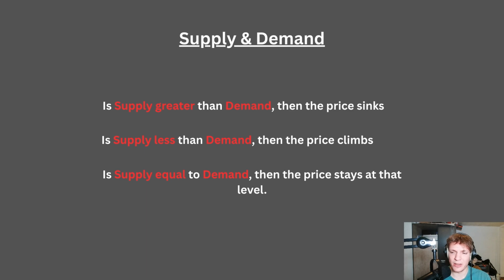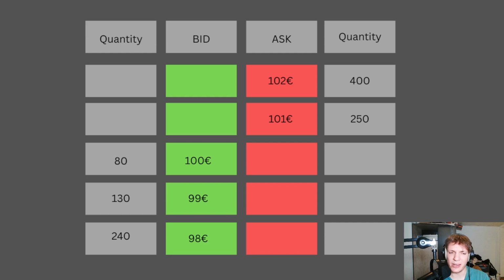Here's a visual to explain it better. In the market, we always have a buyer and a seller side. These are called bid and ask prices. These two parties need to be matched for price movements to occur. For example, here we have 240 people who want to buy something at 89 euros, 130 people who want to buy at 99 euros, and 80 people who want to buy at 100 euros. On the other side, we have 250 people who want to sell at 101 euros and 400 people who want to sell at 102 euros.